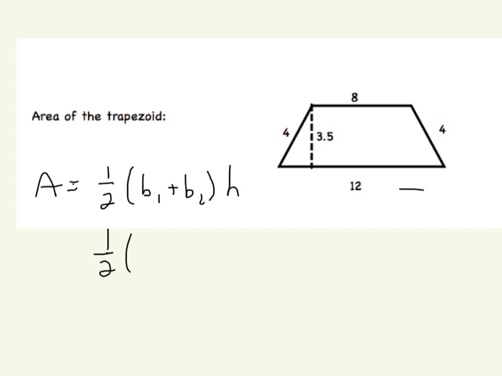Base 1 represents the bottom base, which is 12. Base 2 represents the top base, which is 8. We know those are the bases because they are the ones that are parallel to each other. That means we have the height left over. Our height is 3 5/10.